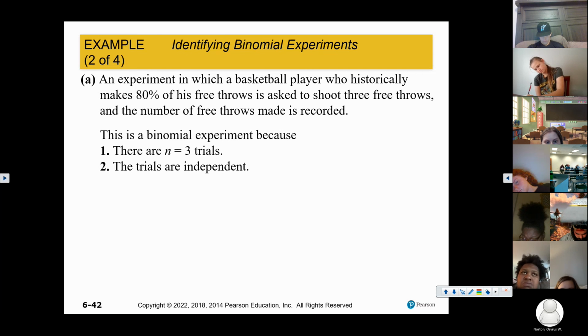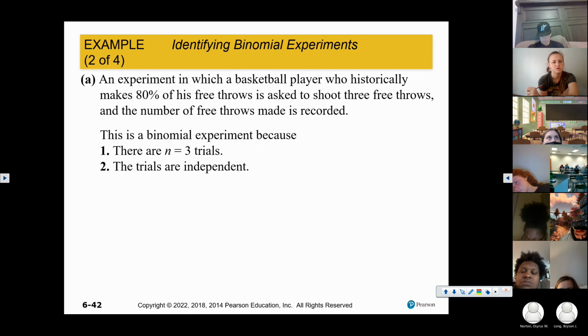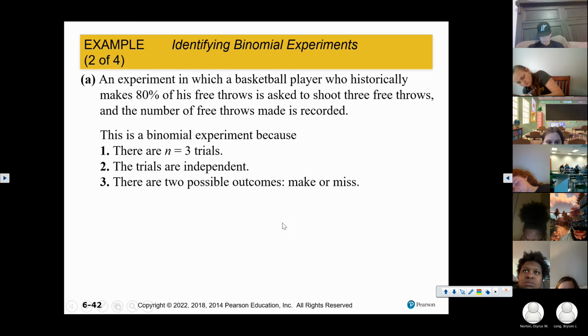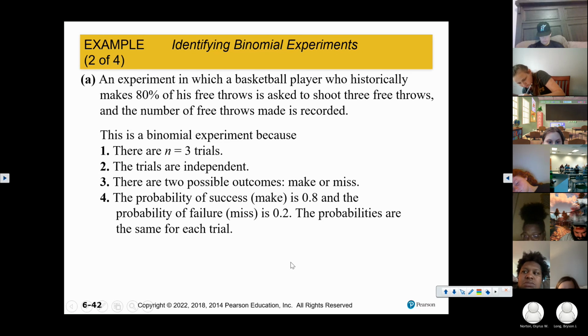No, not really. Psychologically it might, but technically it's not going to, because he's going to throw the ball up there and it's either going to go in the basket or it's not. There are no outside forces on the basketball. There are 2 possible outcomes. You make it or you miss it. And that is 0.8, so the complement is 0.2.